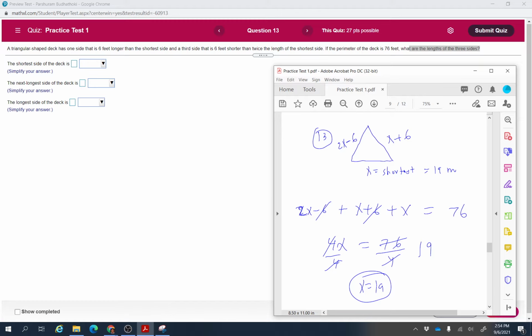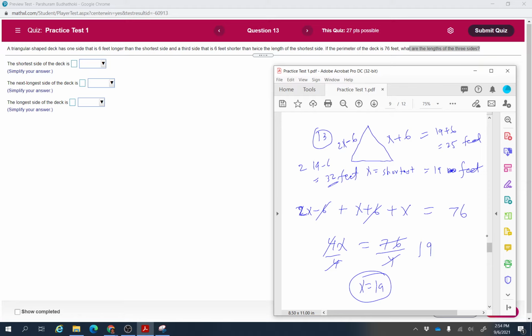That's not meter, it's feet. 6 feet shorter. So the unit of the length is feet here. X plus 6 is 19 plus 6, which is 25 feet. Finally, times 18 minus 6, which is 38 minus 32.